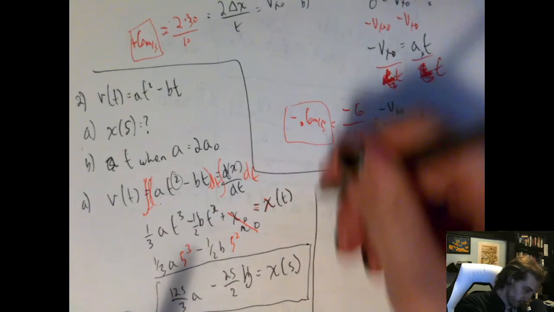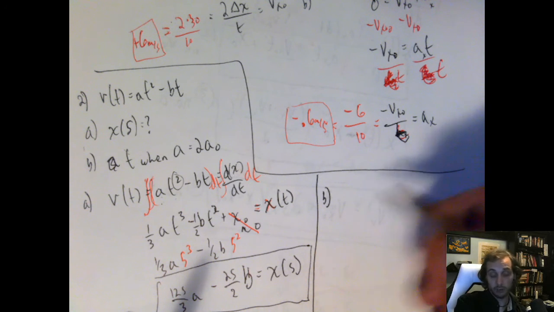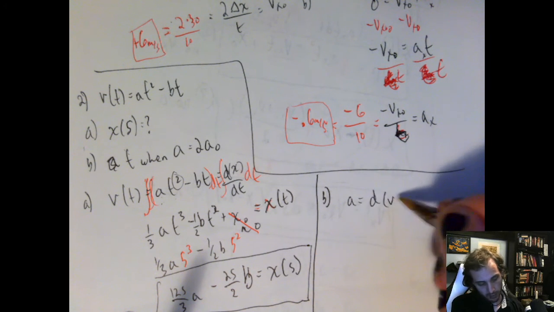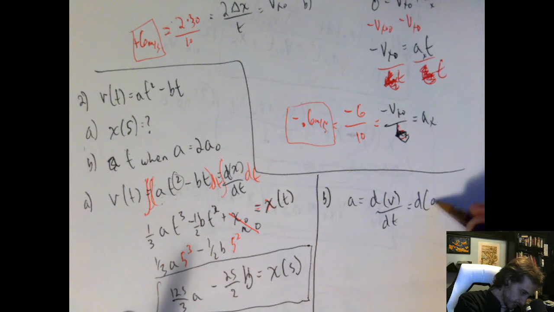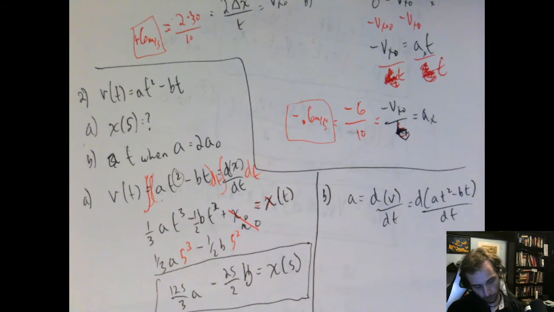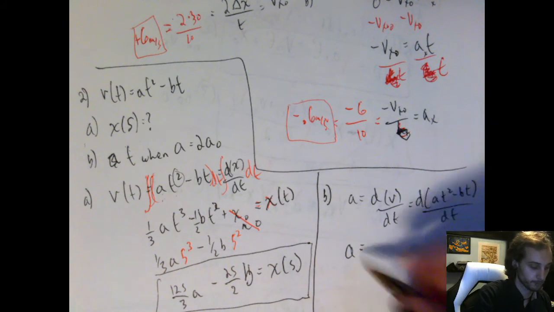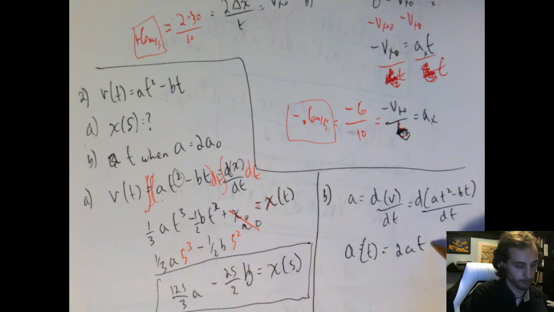For B, it's going to be slightly more work. So for B, we have to find an equation for acceleration because they're asking about acceleration. Well, acceleration is equal to the derivative of velocity with respect to time. So if we take our velocity equation, at squared minus bt, and take the derivative with respect to time, that'll give us our acceleration equation. So our acceleration equation for this one, as a function of time, is equal to 2at minus b.